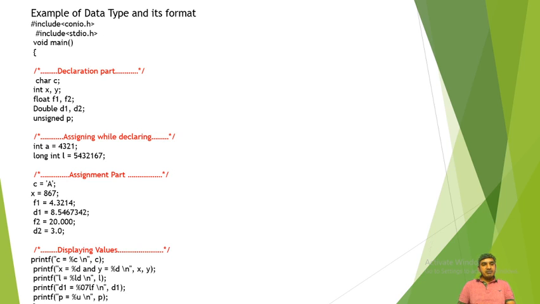Okay, and terminated by semicolon. So this is a declaration of a variable, and for that we use different data types: character, integer, float, double float. All these are the different data types. Generally these are the primary data types.